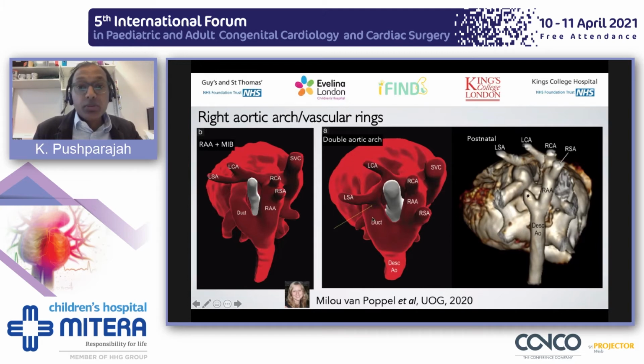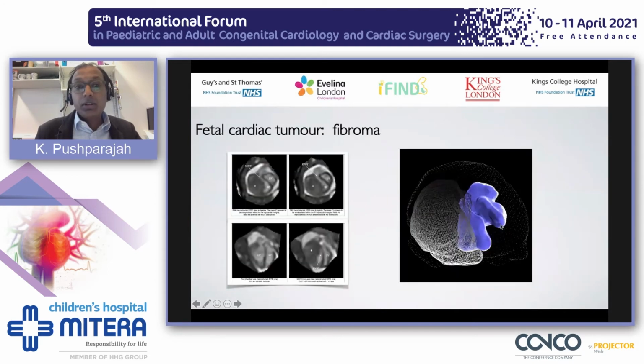What's interesting as well is, in the very same patient, emphasizing what the previous speaker said, postnatal correlation is absolutely key, because otherwise we could be scanning nonsense, reporting stuff that's totally inaccurate. We always correlate with postnatal imaging, and you can see the left arch here has become atretic. So you could easily think that this is a right arch with mirror image branching, but actually this patient had a double aortic arch.